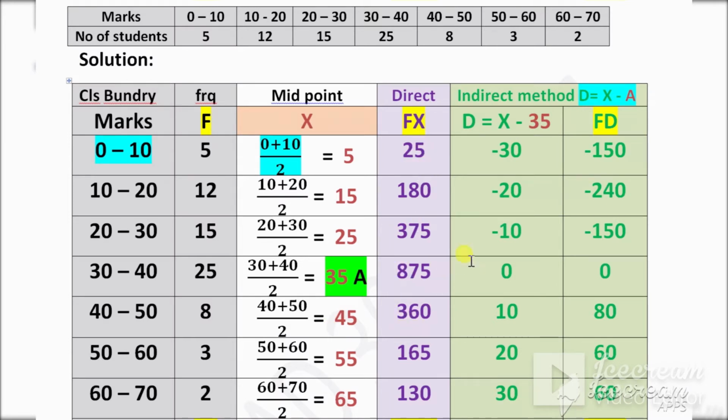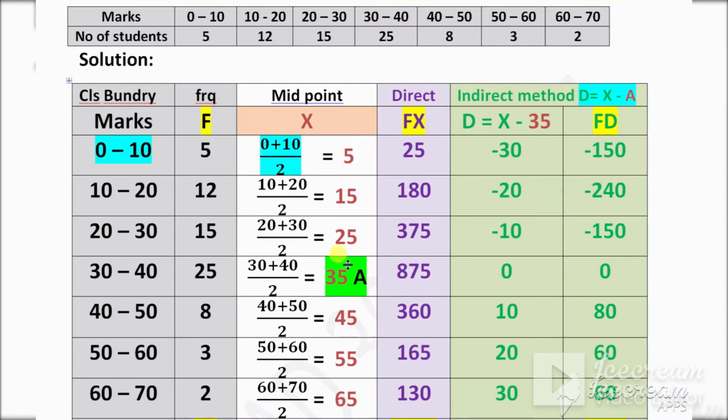Now for the shortcut method or indirect method, the formula is a plus summation fd divided by summation f. For fd, first we have to find d. So how to find d? d means x minus a. We will always assume this a from the x values, any value from x. So let's suppose 35 is a. This 35 I can consider as the assumed value. Now subtract this 35 from each value of x.